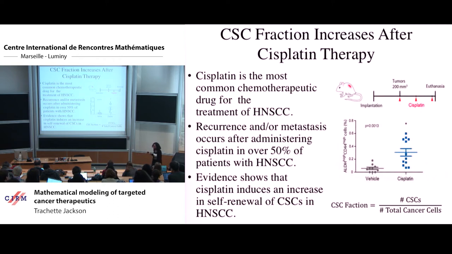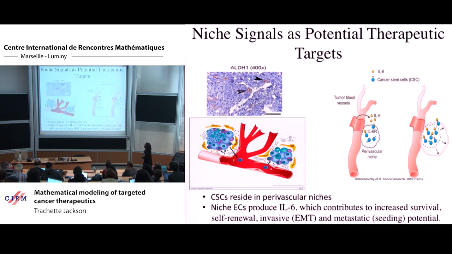So this complicates the story even more. Chemotherapy is the traditional choice of treatment, but if you give it, you increase the stem cell pool. You get more of the bad cells that can regenerate tumors after you give the most effective therapy that's out there. So what we want to do is figure out how we can target these cancer stem cells.